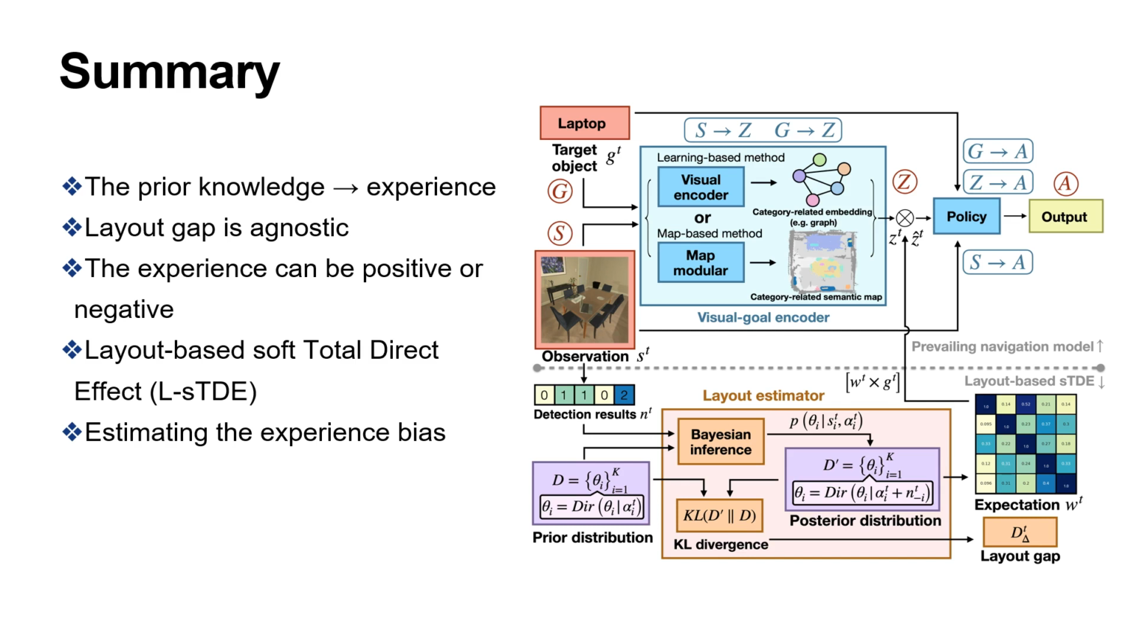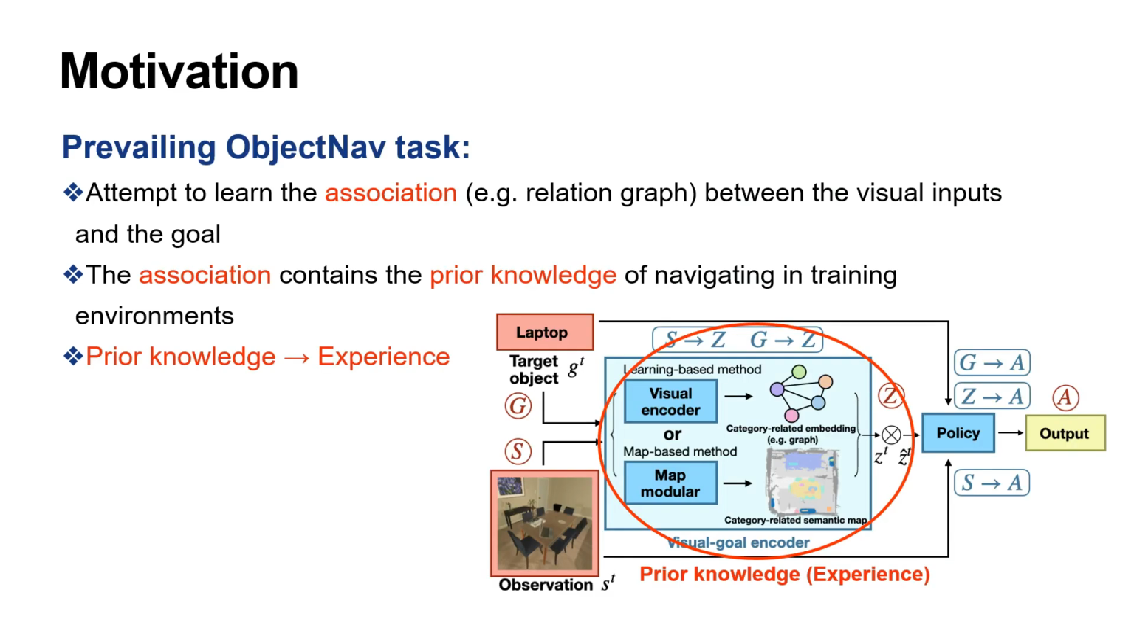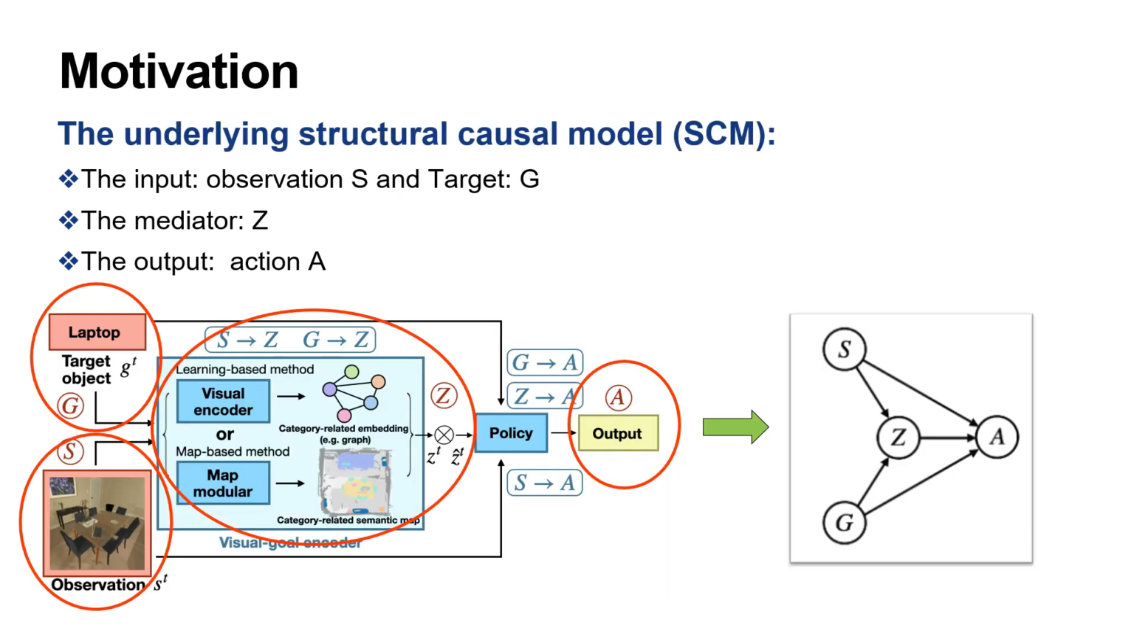Recently, the learning-based methods attempt to model the prior knowledge of the spatial relationships among the objects, so the agent could infer the likely locations of the goal based on the current observation. Such association represents the prior knowledge of navigating in training environments, which is denoted as the experience. To reveal the effect of learned experience, we propose to use the causal graph to analyze these navigation works. As shown in the causal graph, the navigation model takes the observation and the goal as the input, and the predicted action is affected by the observation, goal, and the experience.